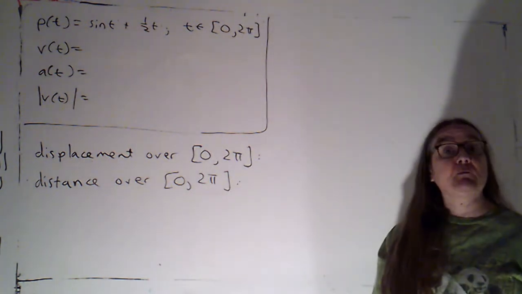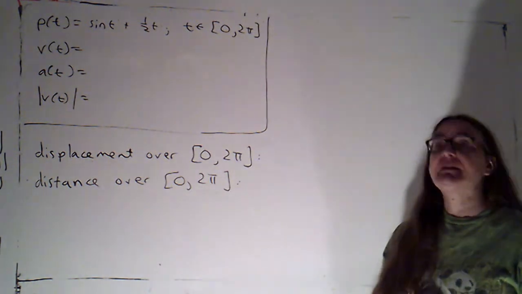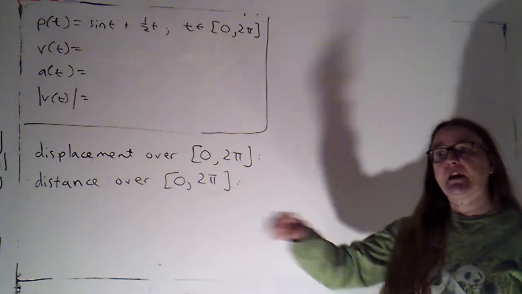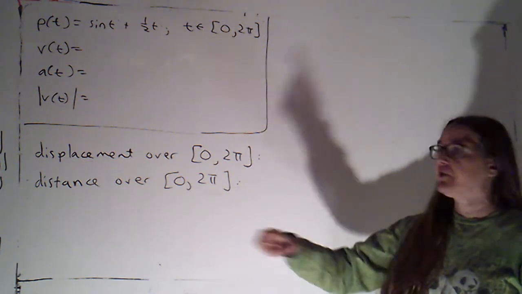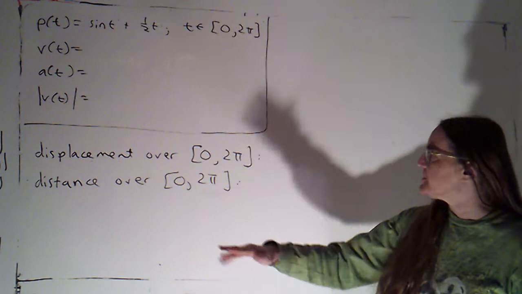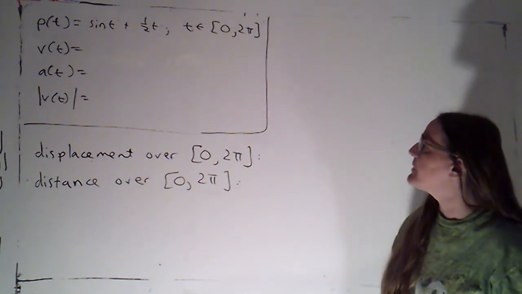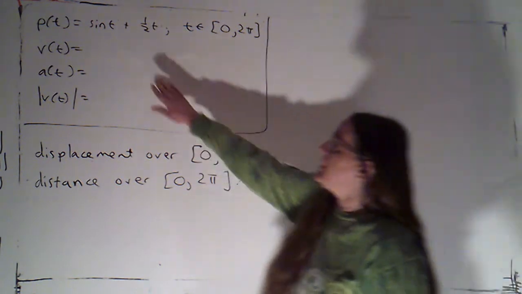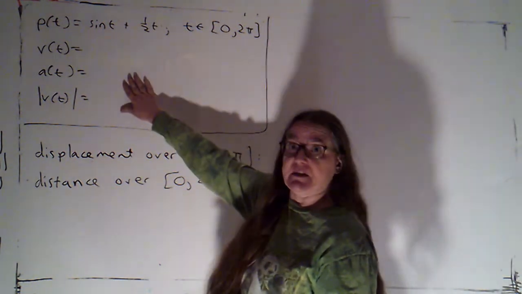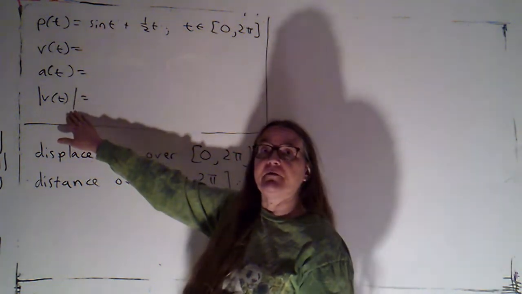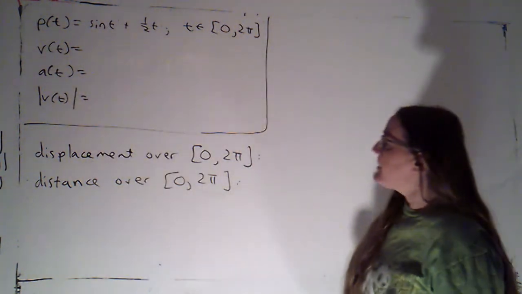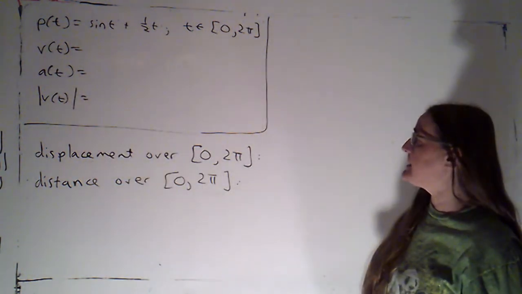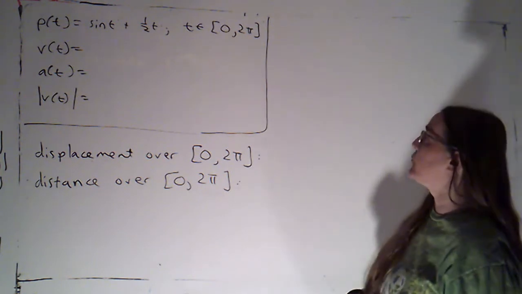We'll suppose that again we're measuring time in seconds, position in meters, and we're describing an object that's just moving back and forth along some horizontal line. Okay, what I'd like you to do in just a moment is calculate for me the velocity, acceleration, and speed. Remember, absolute value of velocity is speed. And then calculate the displacement and the distance over the time interval that we're concerned with.